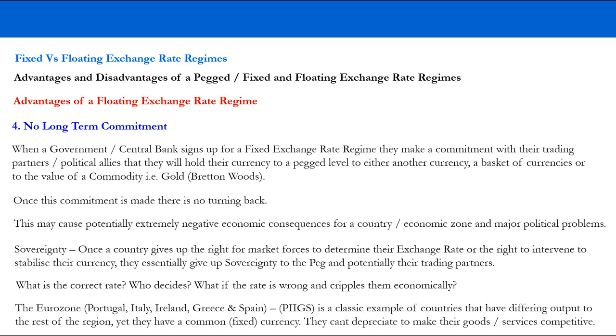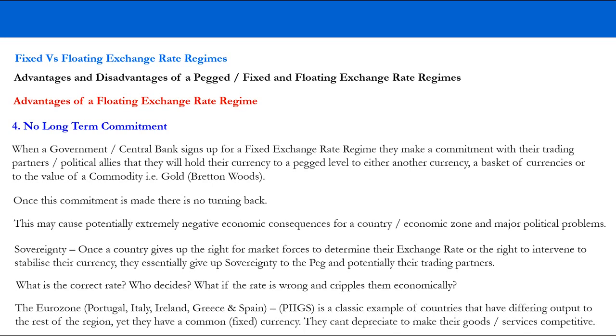So when you look at the PIGS countries, the term we use is PIGS for Portugal, Italy, Ireland, Greece, and Spain. It's a classic example because they have differing output to the rest of the region, but they have a fixed common currency across the entire Eurozone. The problem is they have to stick within the currency regime, and they can't depreciate to make their goods or services competitive on the international market.